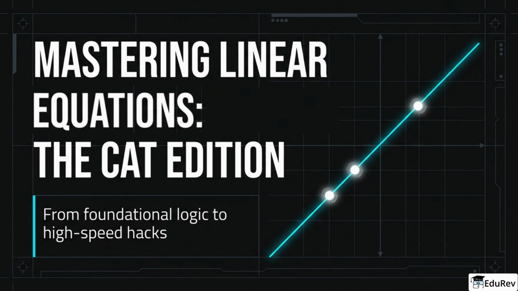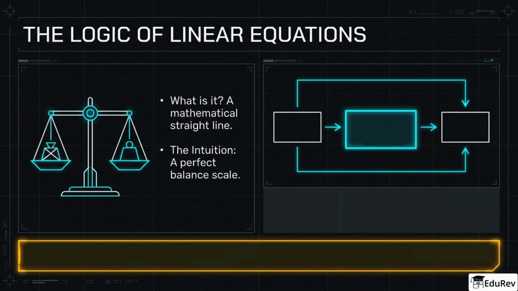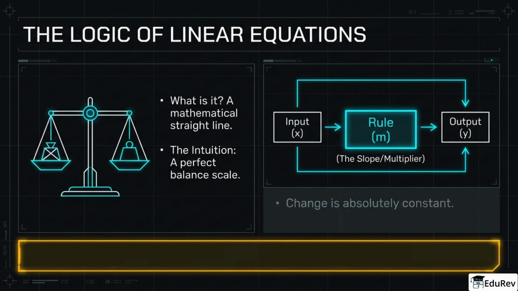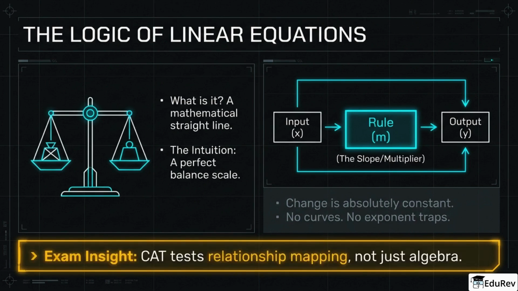In CAT-style questions, this is less about algebra alone and more about mapping relationships quickly. A linear equation is basically a mathematical straight line, and that is what makes it so clean compared with higher degree equations. The slope acts like the rule that governs change, while the input-output structure keeps everything balanced and predictable. The important thing to notice is that there are no curves and no exponent traps here, which means the logic stays simple if you read the equation carefully. That is why these questions often reward clarity more than calculation.